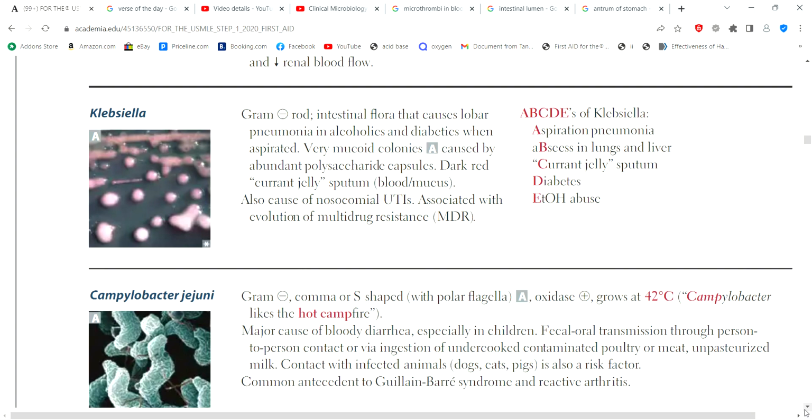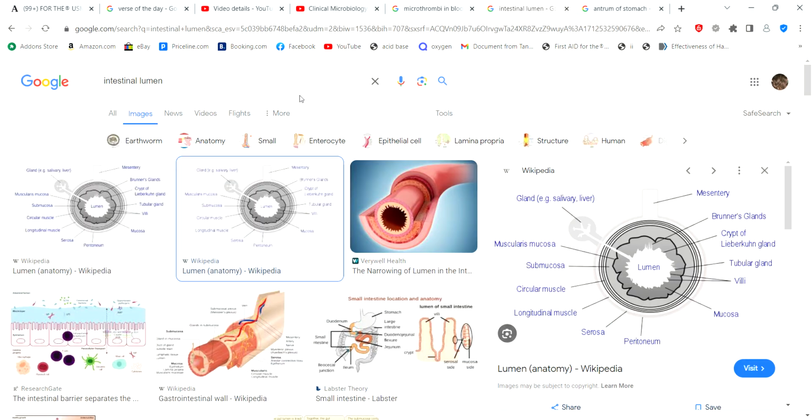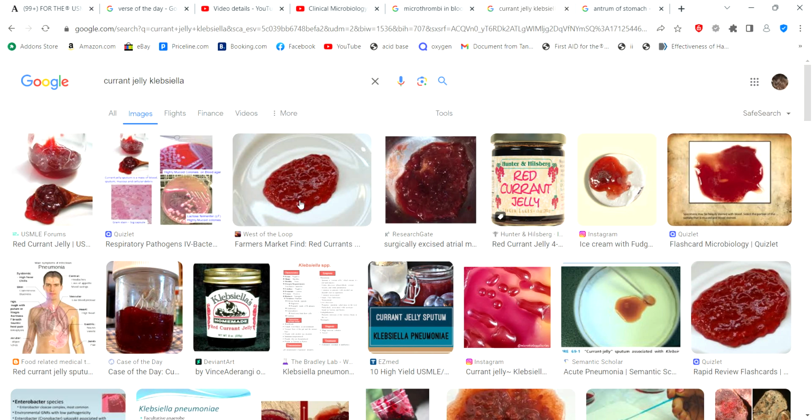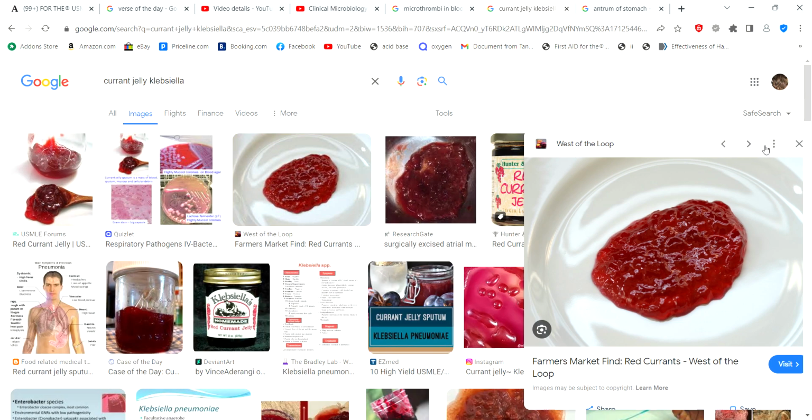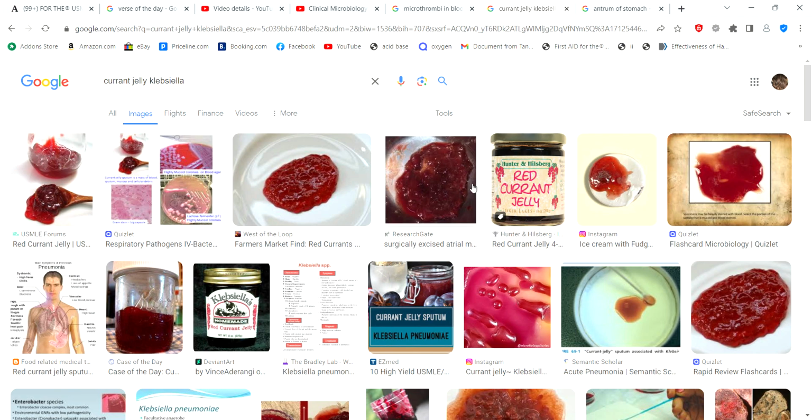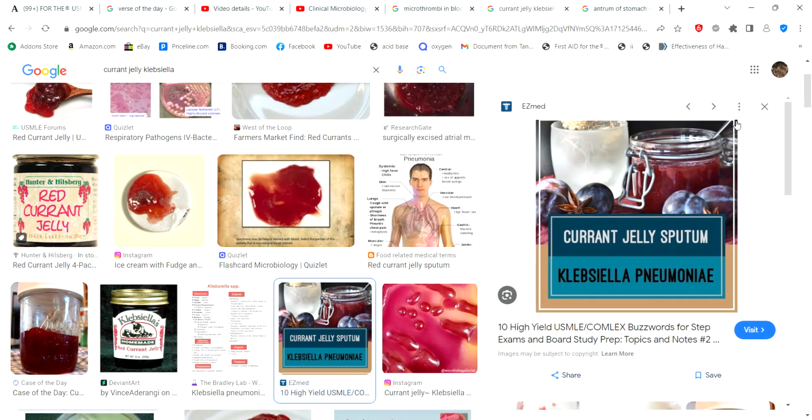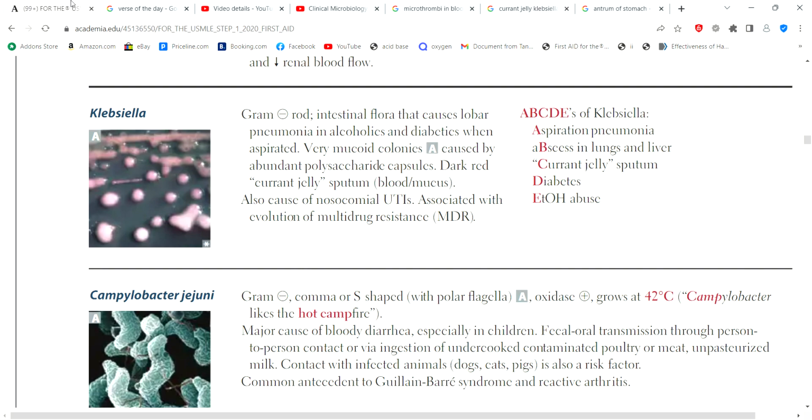It's the intestinal flora that causes low-grade pneumonia in alcoholics and diabetics, even when aspirated. You see very mucoid capsules, as in this picture over here. This is caused by abundant polysaccharide capsules. So Klebsiella has a polysaccharide. Okay, now dark red currant jelly sputum. The patients that have Klebsiella will have lobar pneumonia, and they will also cough up currant jelly type sputum. This is the color of Klebsiella sputum. It looks like raspberry jam. The reason it's that color is that it's filled with blood and mucus.